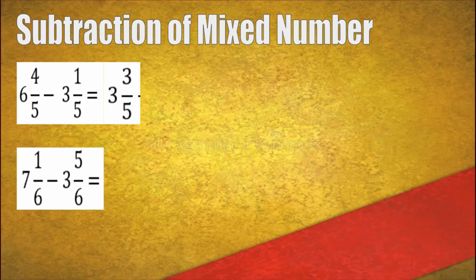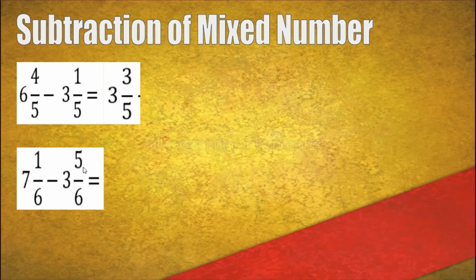Okay, how about this one? 7 and 1/6 minus 3 and 5/6. Now, since we still have the same denominator, we can just copy this one and subtract our whole number, but we have a problem for this fraction. We cannot subtract 5 from 1 because 1 is smaller than 5.